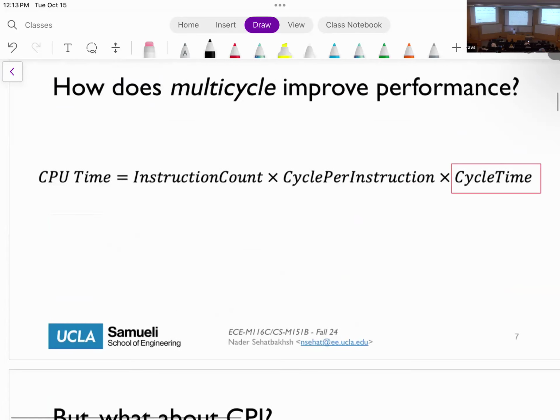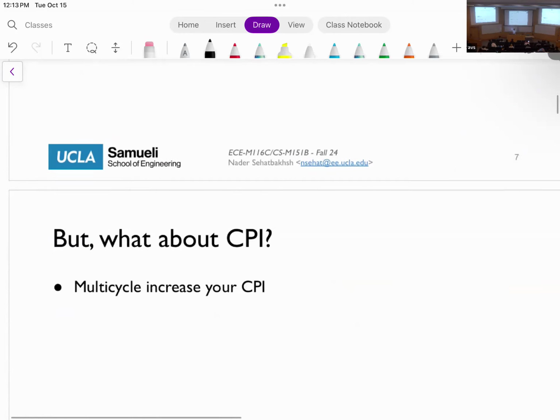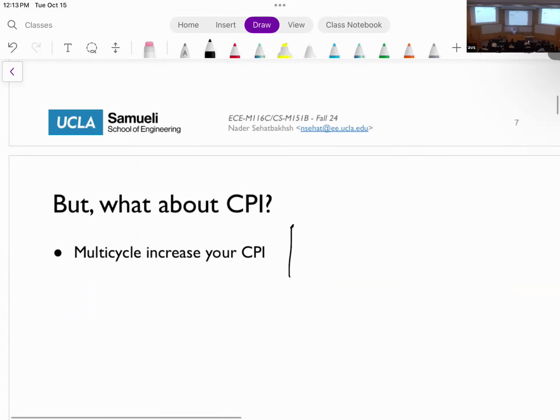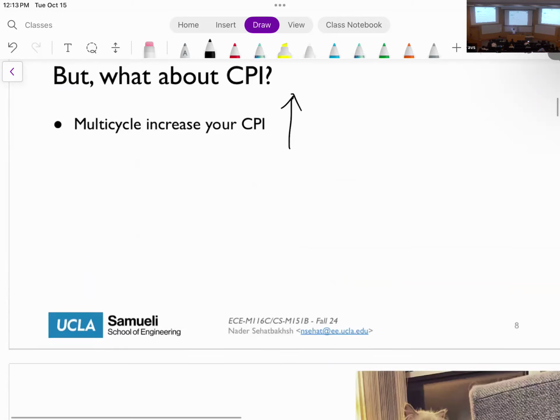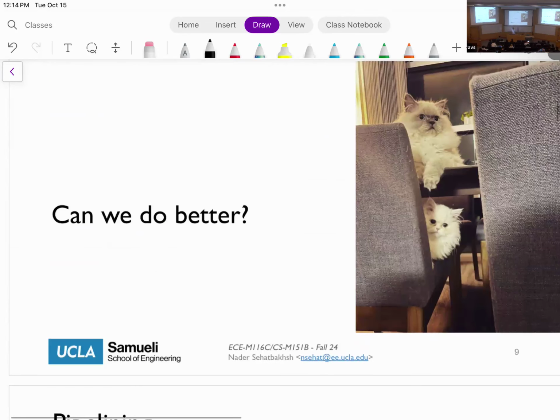So we said that the cycle time goes down, but unfortunately the CPI goes up. And if you don't do anything else, they cancel each other out. So your multi-cycle performance is not very different from your single cycle performance. All right, so let's talk about what we can do in order to make this better, to make this faster.